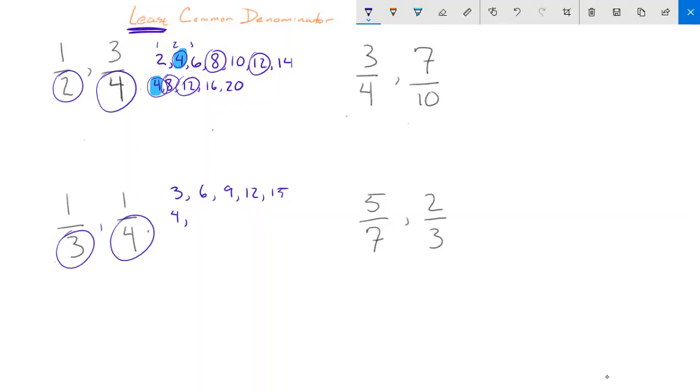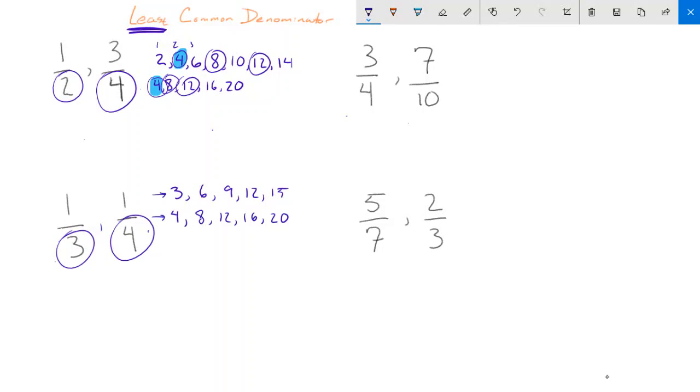If you have 3 and 4, you've got to start with 3. You've got to start with 4. A lot of people will forget that. 4, 8, 12, 16, 20. Now, do we have any common denominators in this list, or any common multiples?